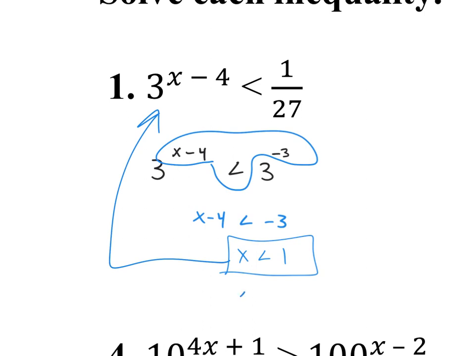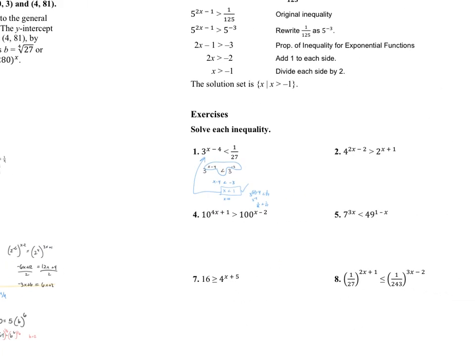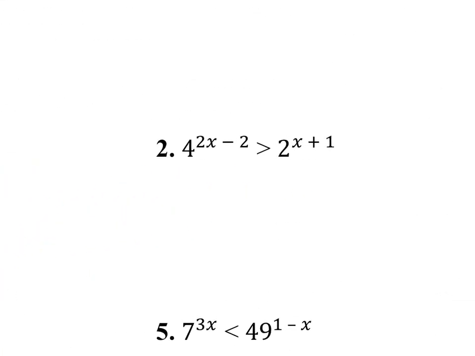For a solution that could work as a test would be x is equal to 0, because 0 is less than 1. Let's try it. If I do 0, it's really 3 to the negative 4, which is 1 over 81. And 1 over 81 is smaller than 1 over 27, so it checks. You can always pick a number in your solution range to see if it checks out, and in this case, it does. So all this page is more examples of what we did previously.